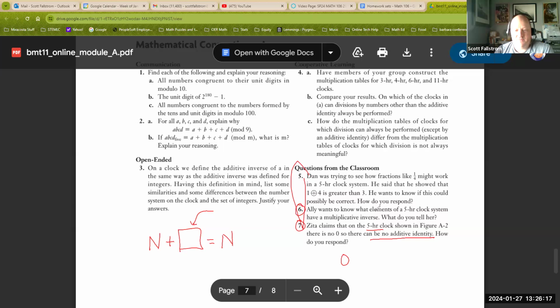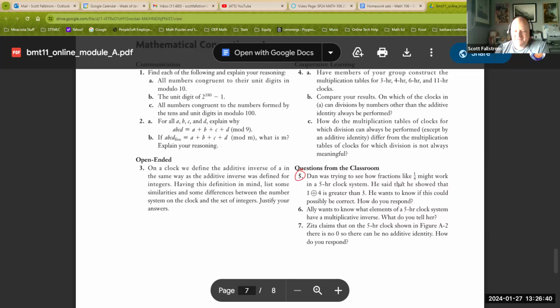Let's see, what else do we have? Allie wants to know what elements of 5 have a multiplicative inverse. What do you tell her? Interesting. If you watched a few of my other videos, there is a really nice connection between multiplicative inverses and the number that you're choosing here. It does relate back to other concepts we learned in Math 105, and hopefully you'll be able to spot those.